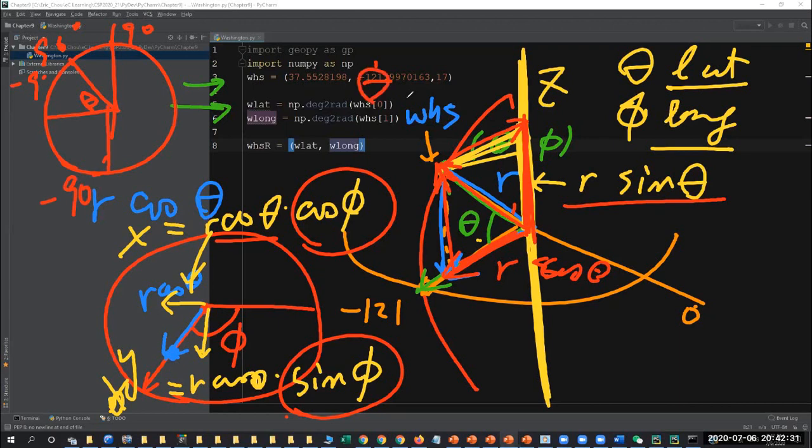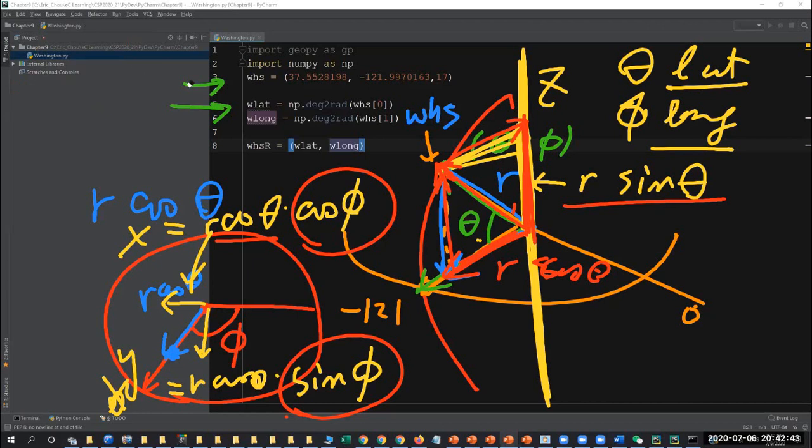But in math you still call the first one phi and the second one theta, because in spherical coordinates it's rho, phi, theta, I think. They're just switched. Okay, whatever, I don't care as long as the number is correct. But is the first number latitude? Right or wrong?